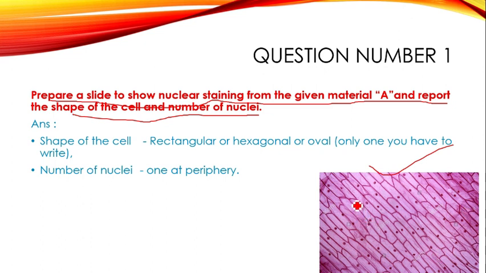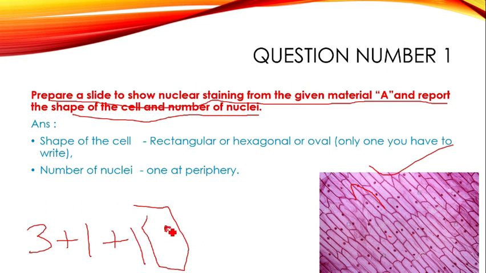Here you can observe rectangular or hexagonal or oval shaped cells. In the middle, small dots are there. The dots are the nucleus. For preparation of the slide 3 marks. Here you can see the shape of the cell. For identification of the shape of the cell 1 mark, that is rectangular or hexagonal or oval. Then for identification of the number of nuclei, each cell contains 1 nucleus at the periphery. For that, 1 mark.